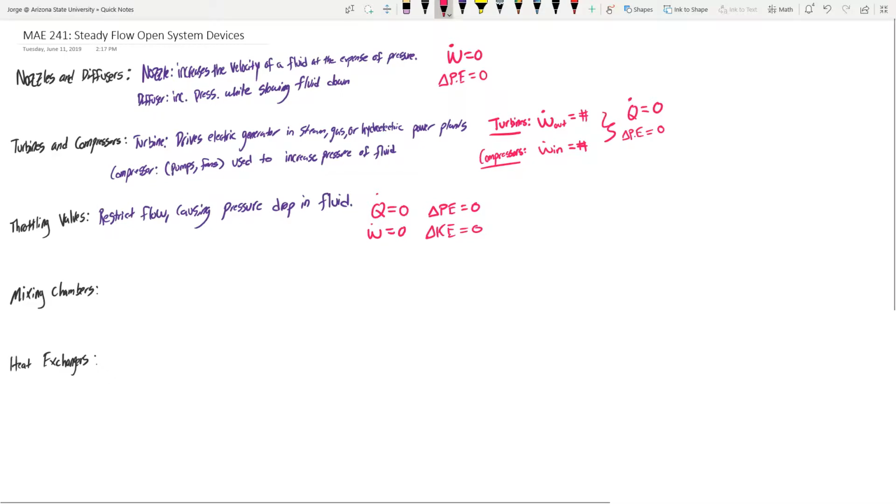So the cool thing about throttling valves is that the enthalpies, assuming it's a single inlet, single outlet, the enthalpy of the inlet would equal the enthalpy of the outlet for throttling valves, excuse me. All right.